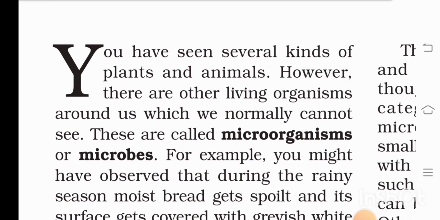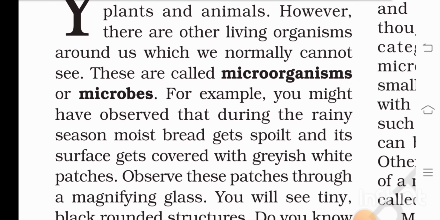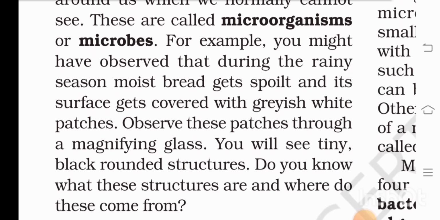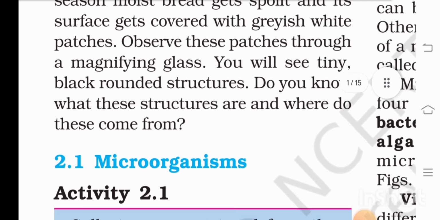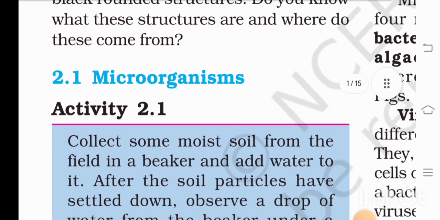You have seen several kinds of plants and animals. However, there are other living organisms around us which we normally cannot see. These are called microorganisms or microbes. For example, you might have observed that during the rainy season, moist bread gets spoiled and its surface gets covered with grayish-white patches. Observe these patches through a magnifying glass. You will see tiny black rounded structures. Do you know what these structures are and where they come from?